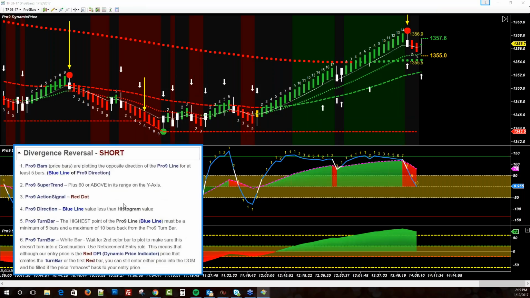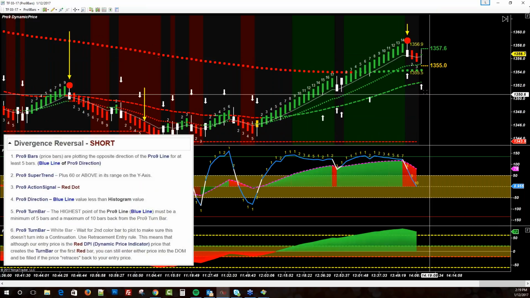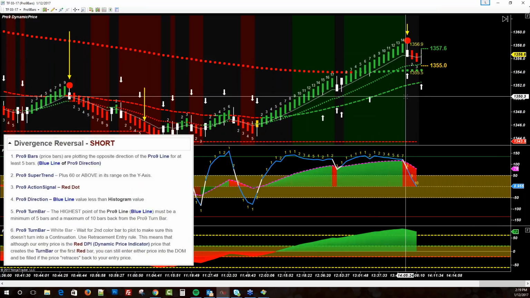All right, let's take a look at our counter trend trade, our good friend, the divergence reversal. Now, you will notice this does have quite a few rules compared to the other ones, but I don't want it to intimidate anyone. It is actually pretty simple once you know what you're looking for.